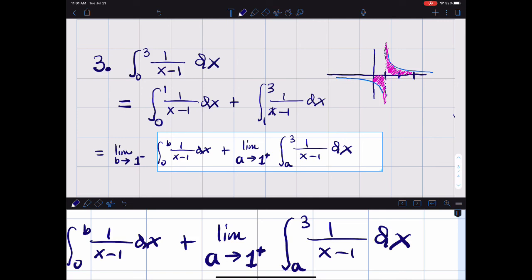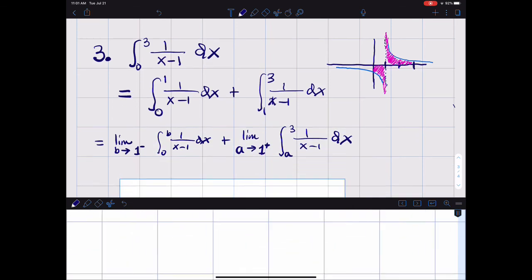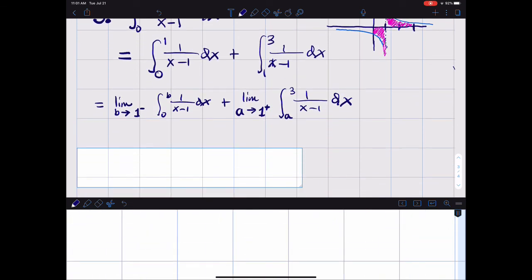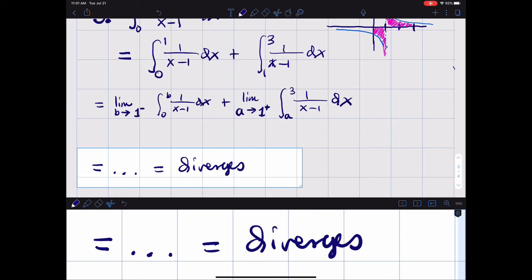Okay. So I want you to verify this. My answer that I got is that it diverges. Why does it diverge?